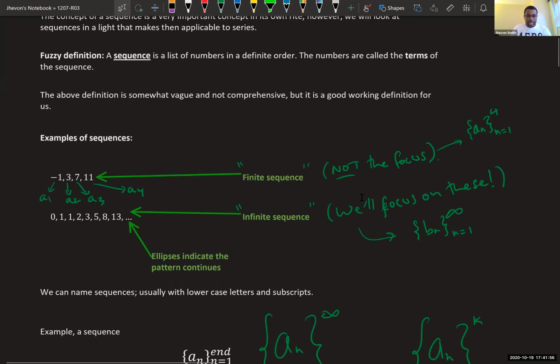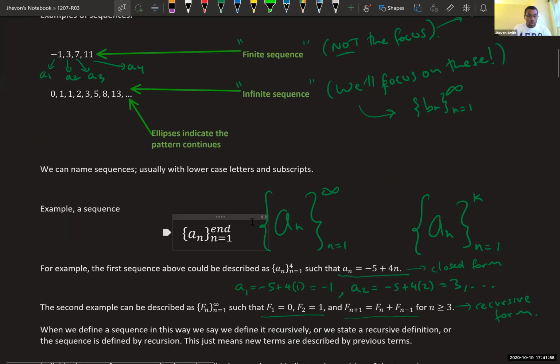We can name sequences by lowercase letters, usually with subscripts, where the lowercase letter with a subscript tells you the term that's in the nth position. So we can see the a1 term, the a2 term, the a3 term, the a4 term, etc. A sequence can be finite, meaning that the list eventually stops, or it can be infinite. The infinite ones are the ones that we will care about for the most part.